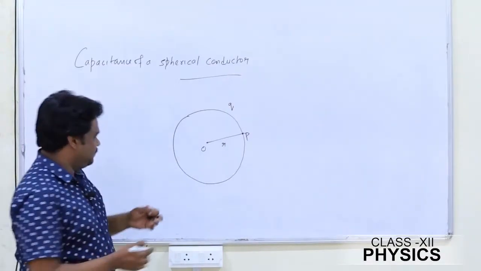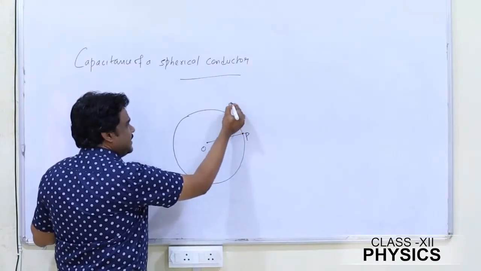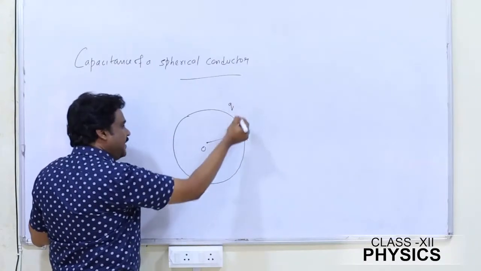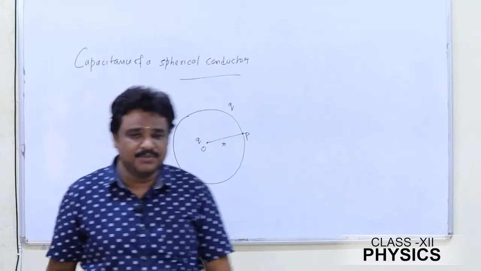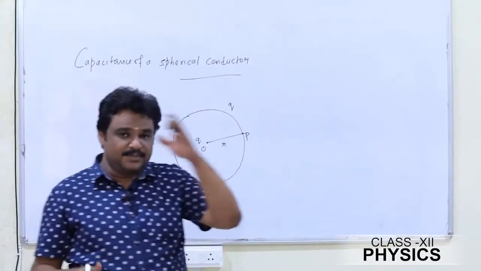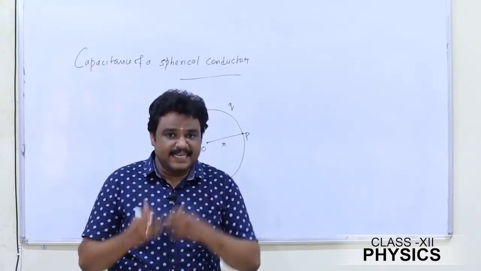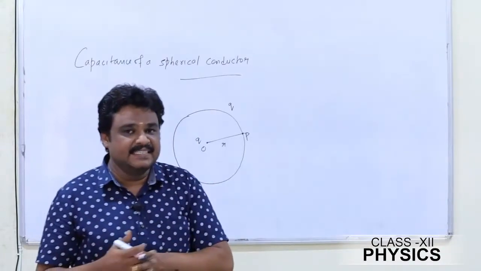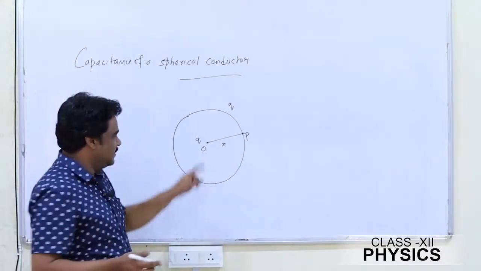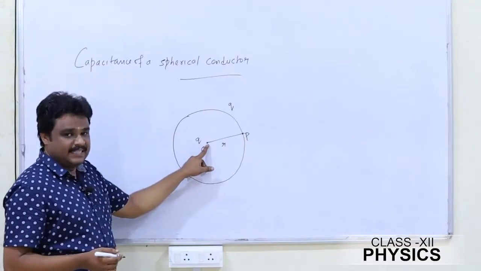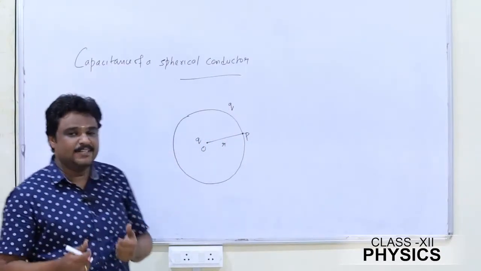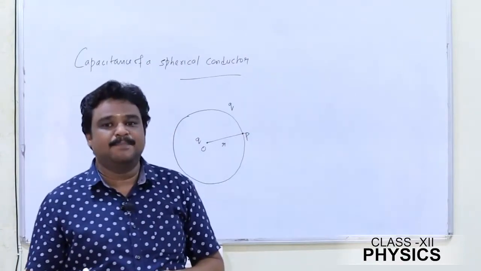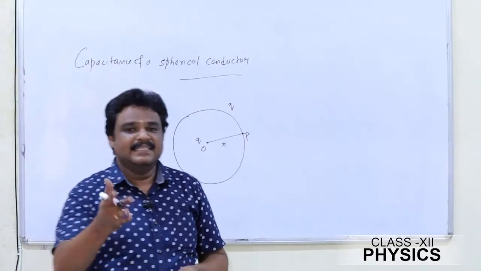You know that the charge at the surface can be assumed to be at the center also. We already studied this in Gauss's theorem. What about the charge distributed at the surface? We can assume as if the charge is concentrated at the center. Obviously, the charge is at the surface, but due to the symmetry, the charge can be supposed to be concentrated at the center.